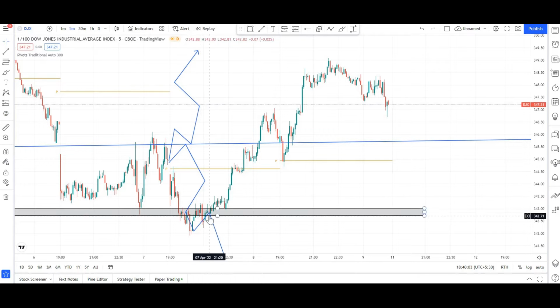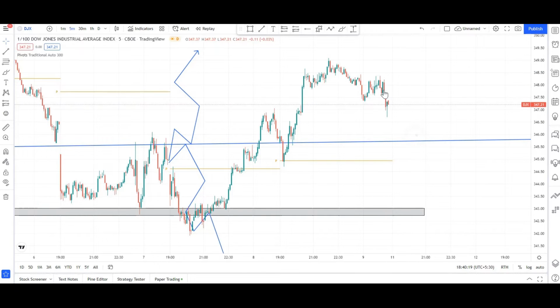Just have patience. After that, somewhere here this high is crossed. You can see how nice a swing has been made. This is the double top. After the cross it came downside. Okay guys, after that also the bullishness continues.